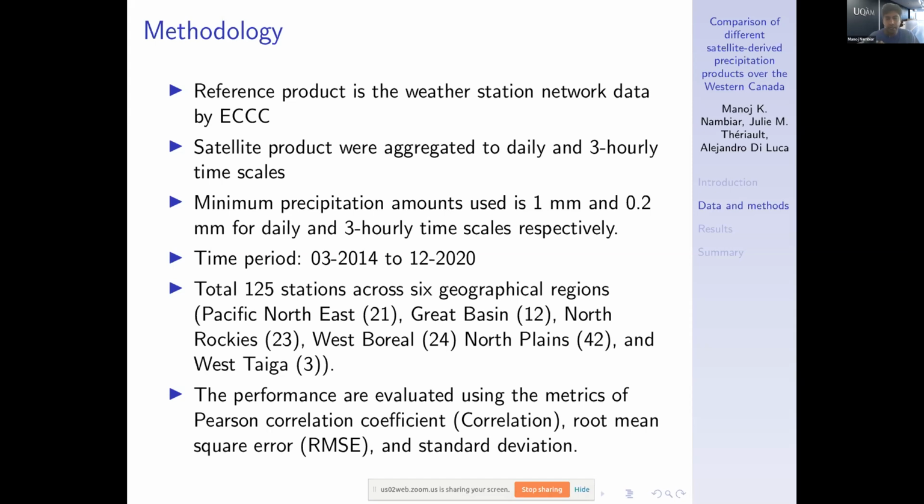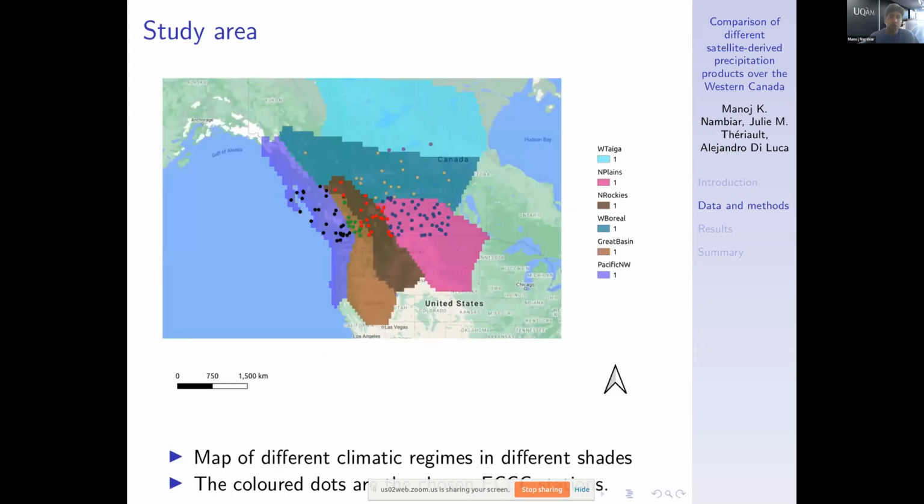We use metrics such as the Pearson correlation coefficient, root mean square error, and standard deviation to validate performance. This is the study area, and you can see a differently colored map indicating different climatic zones. We have the Pacific Northwest, the Great Basin, the North Rockies, the Prairies, West Taiga, and West Boreal.